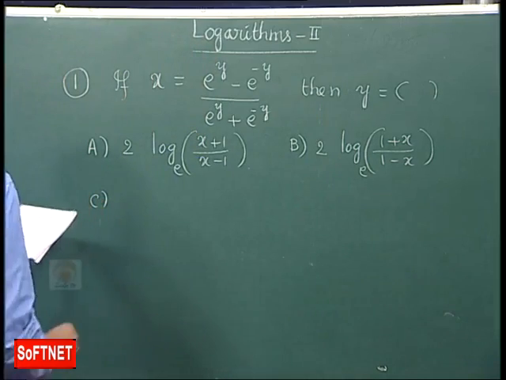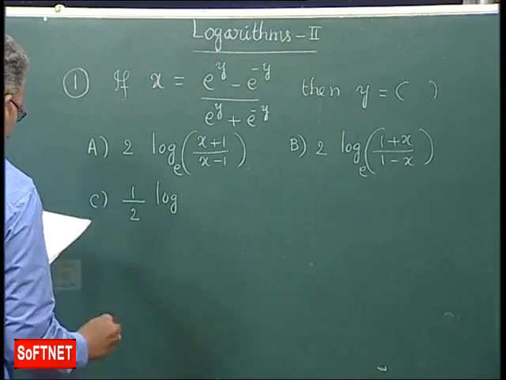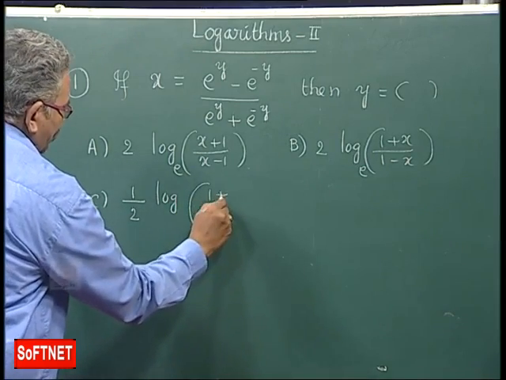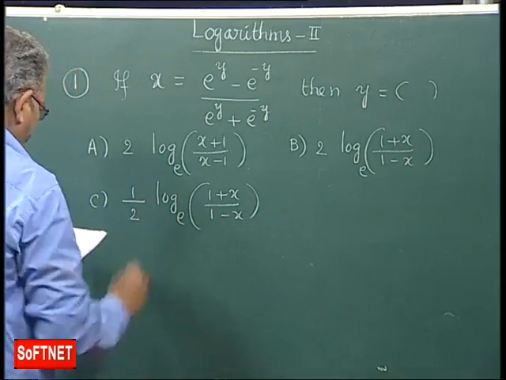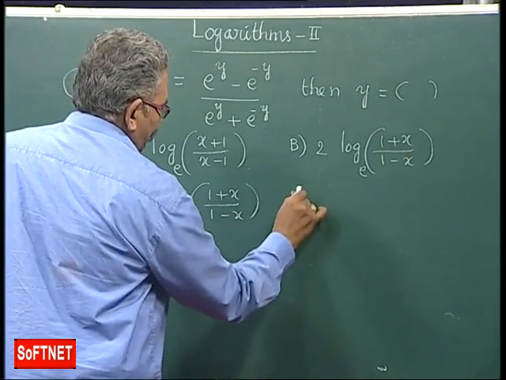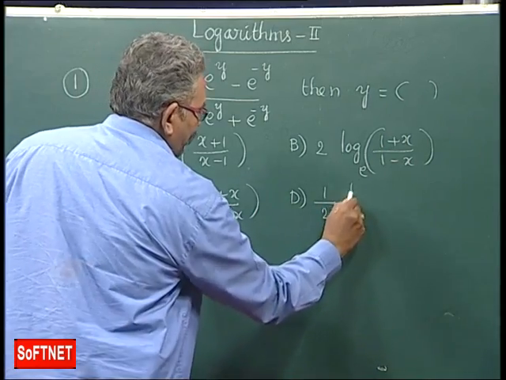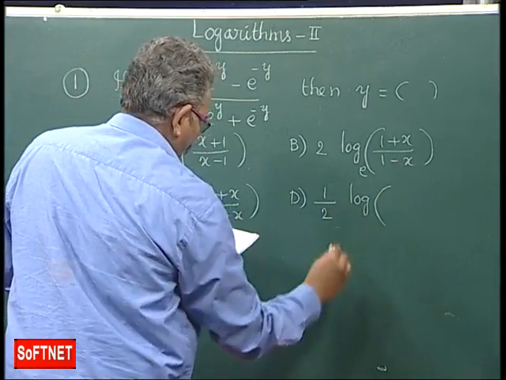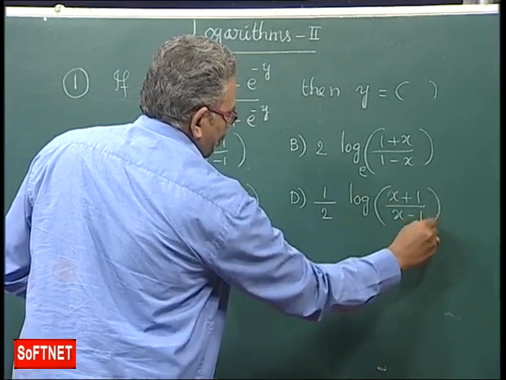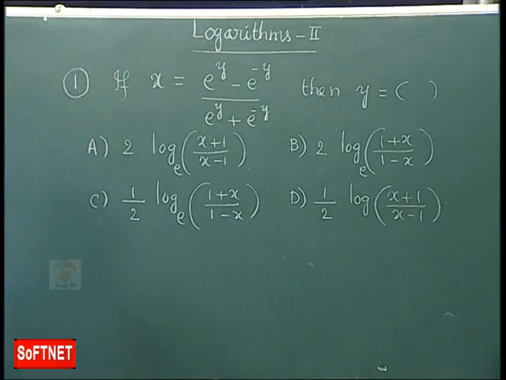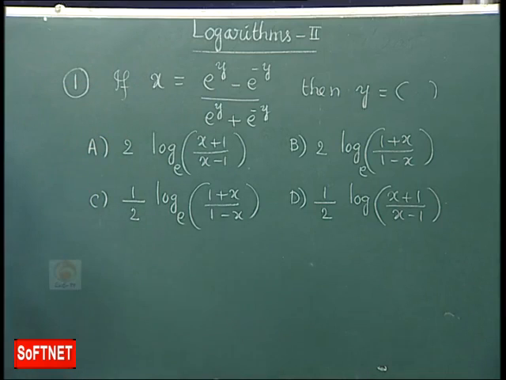Option C, 1 over 2 log of 1 plus x by 1 minus x to the base e. Now option D, 1 over 2 log of x plus 1 by x minus 1. Okay, so let us discuss how to solve this problem.